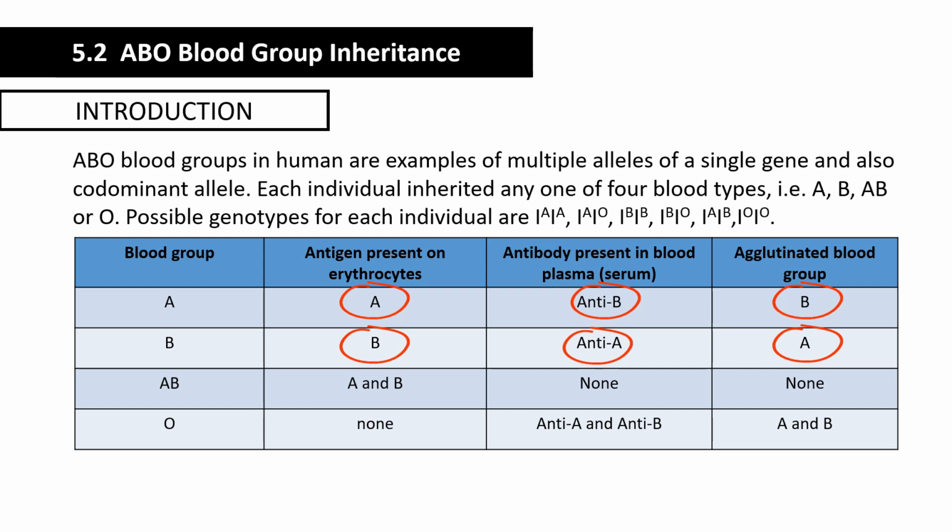Individuals with type AB blood have both antigen A and B, but no antibody for A or B, no agglutination for any blood type. Finally, individuals with type O blood have antibody A and antibody B, but without any antigen, which agglutinates type A and B blood.